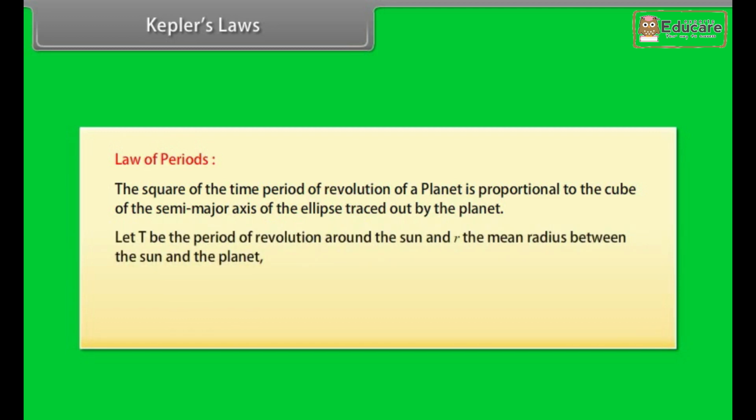Let T be the period of revolution around the Sun and r the mean radius between the Sun and the planet. T square is directly proportional to r cube. T square is equal to k r cube.